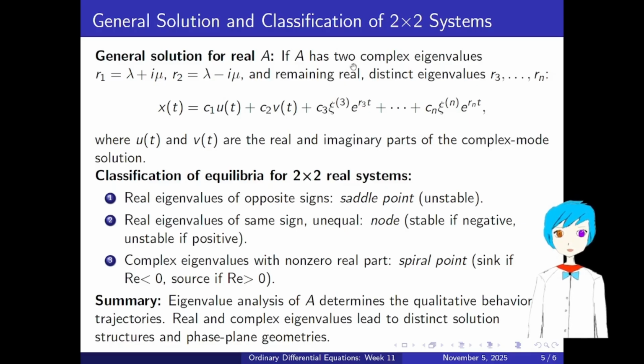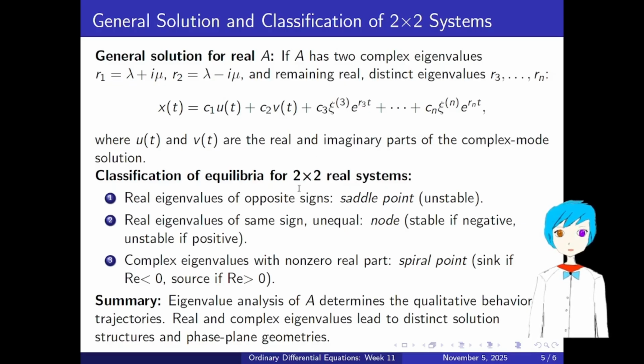So what if A has two complex eigenvalues and remaining eigenvalues are real and distinct? In this case, we can get the general solution in this form, c1 u(t) plus c2 v(t), where u and v are real and imaginary parts of the complex mode solution, and the rest are the real eigenvalues and corresponding eigenvectors.